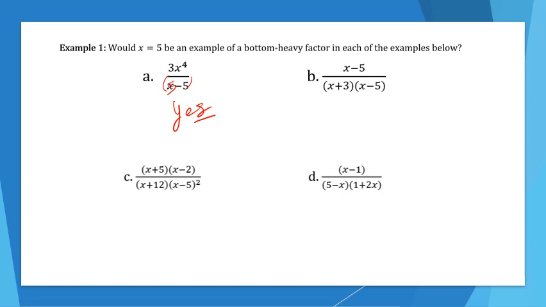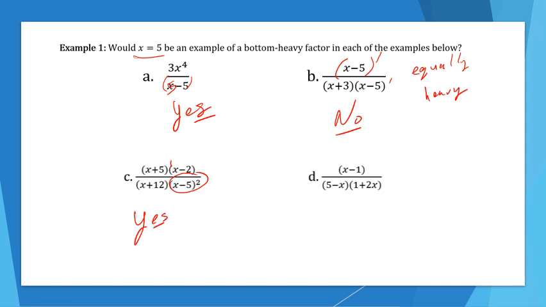Number 2, if we take a look at that x minus 5 there, this has a multiplicity of 1 in the numerator and the denominator, so this would not be bottom heavy. It would in fact be equally heavy, and so this would be no. Here we see x plus 5 and x minus 5 squared, but this isn't even the same thing, so don't get confused by that. We're only looking at x equals 5. So this is just found in the denominator, so this should be yes.